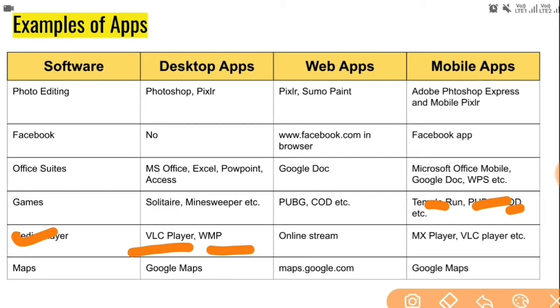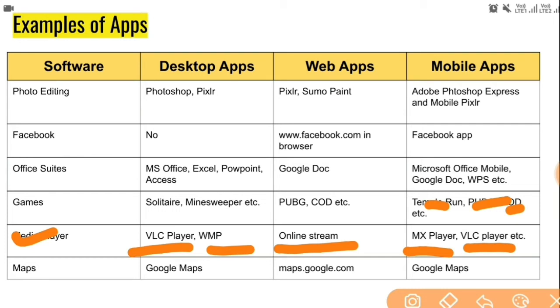Now, talking about web apps, there are several websites available where you can hear music or watch videos with the help of online streaming. Now the next one is mobile apps. For watching videos and hearing music, we need MX Player or VLC player on your mobile phone so that it can work the same way.